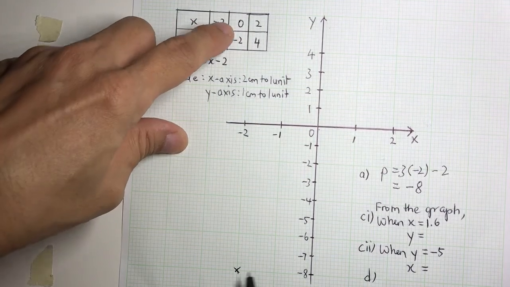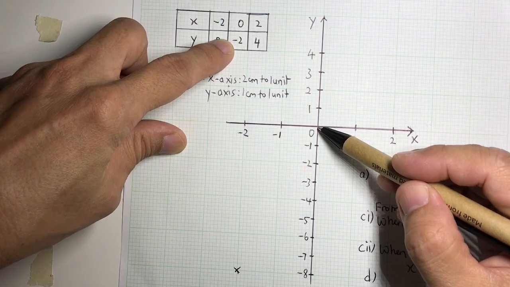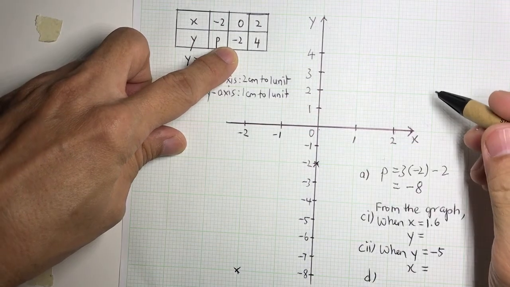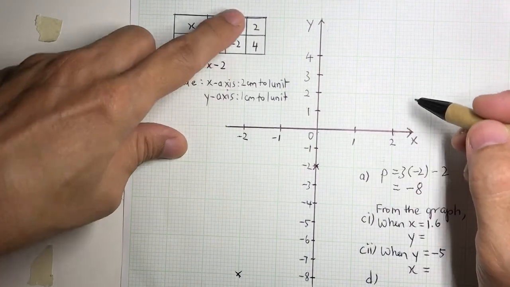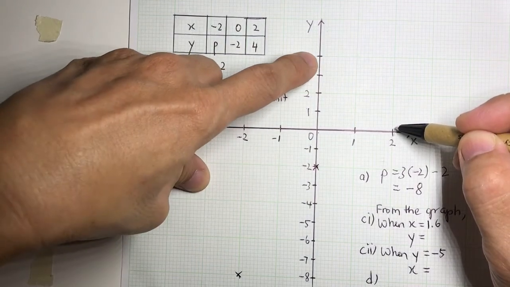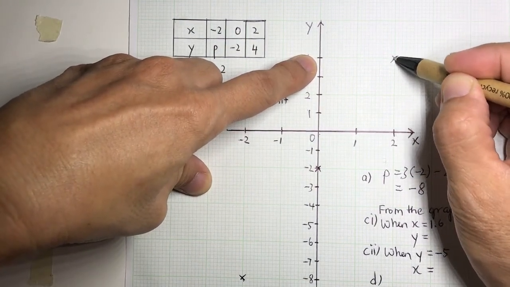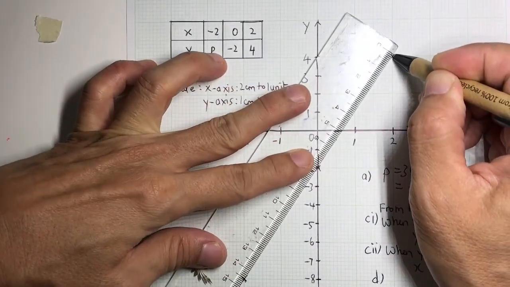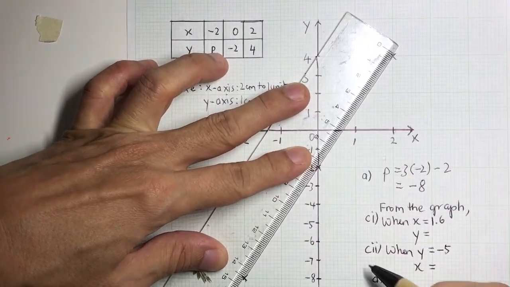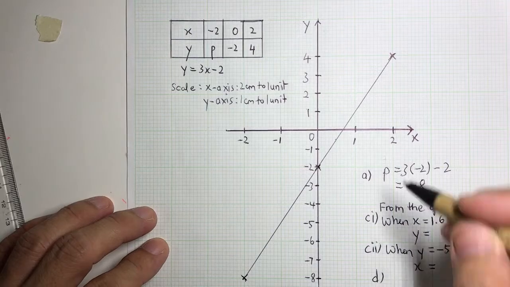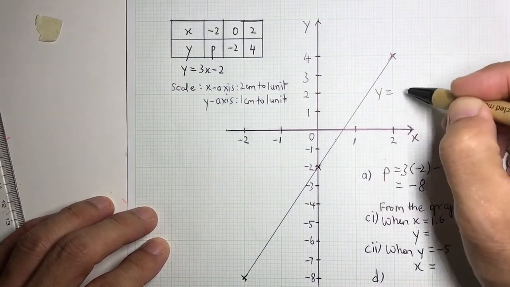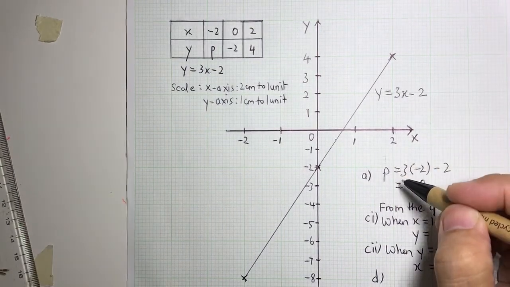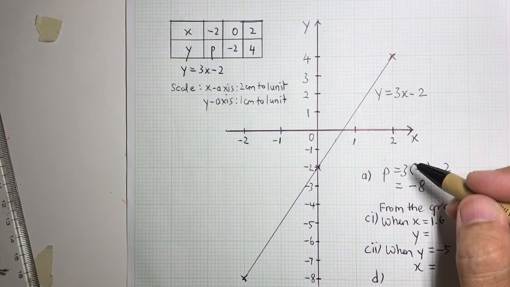The second point is 0, -2. So 0 and y value is -2. So this is the point. We mark it with an X. And the final point is 2, 4. X is 2, y is 4. So this is the point that we want. We join all the points to get our straight line. And we label it with the equation, y equals 3x minus 2. Marks are given for labeling.